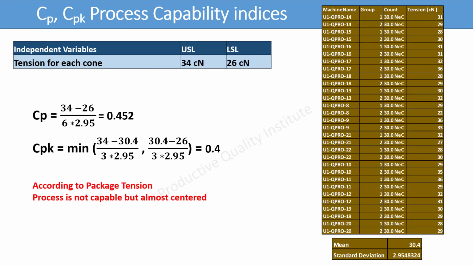The table shows the collected data for tension of each cone in centinewton with USL of 34 centinewton and LSL of 26 centinewton. Also, it shows the calculated mean value and standard deviation. The Cp is equal to 0.45, while Cpk is equal to 0.4. According to package tension, the process is not capable, but almost centered.